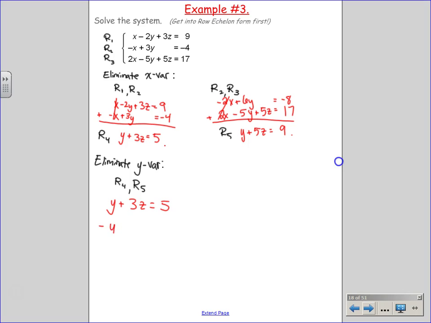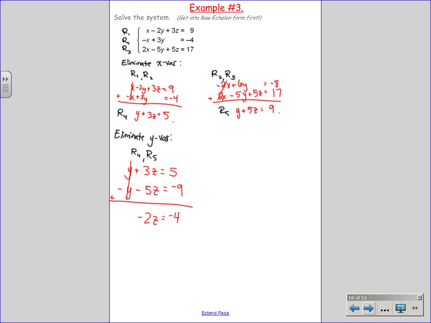So negative times the y, a negative times the 5z, the negative times the 9. Remember, we're allowed to multiply everything by something, and the reason I multiply it by a negative is what do I want to happen when I add down? Elimination. Good. There goes that y. And I have negative 2z equals negative 4. Now what? Solve for z.